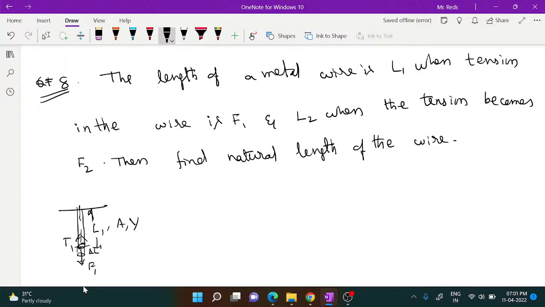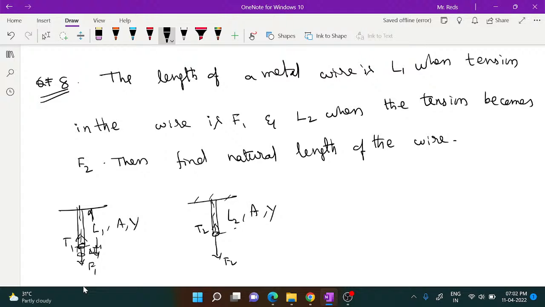The length of a metal wire is L1 when tension in the wire is F1, and L2 when tension becomes F2. That means the total length is L1, not this delta L. Then this total length becomes L2 when the tension becomes F2, means force becomes F2. So the same amount will act as tension T2, right? Of course having the same wire only, so same area and same Young's modulus because the nature of the material is same.